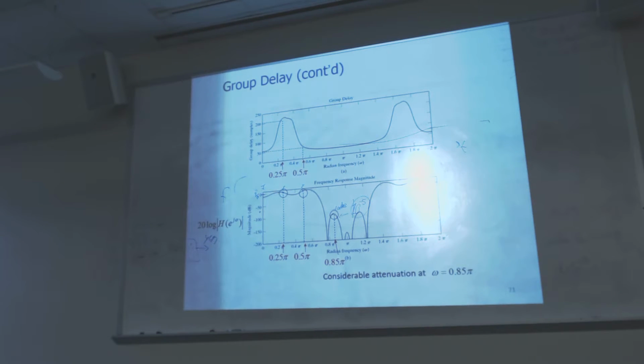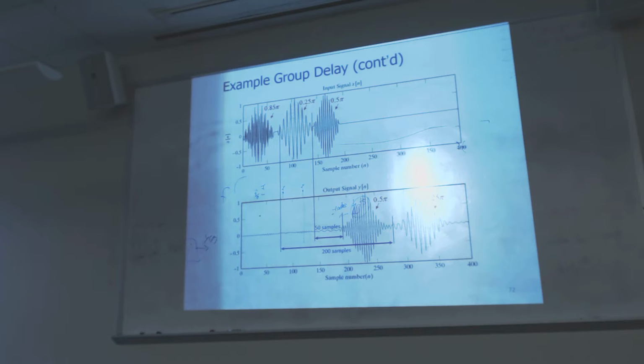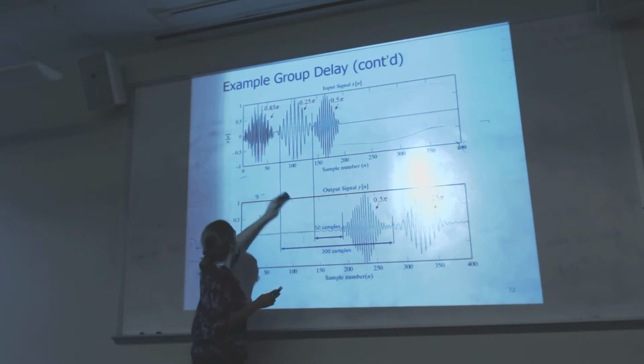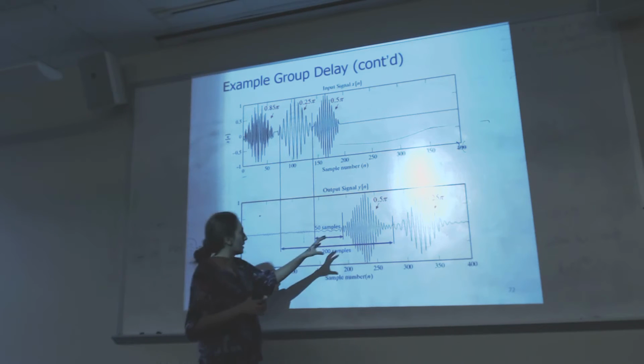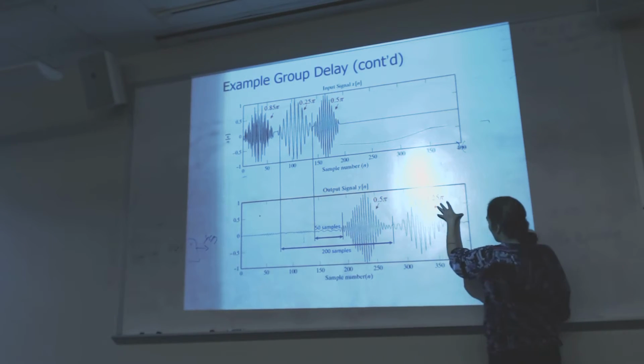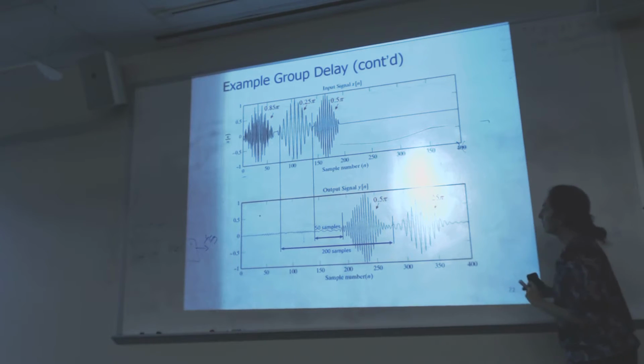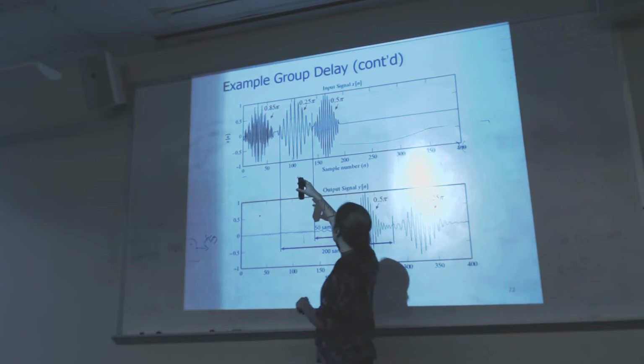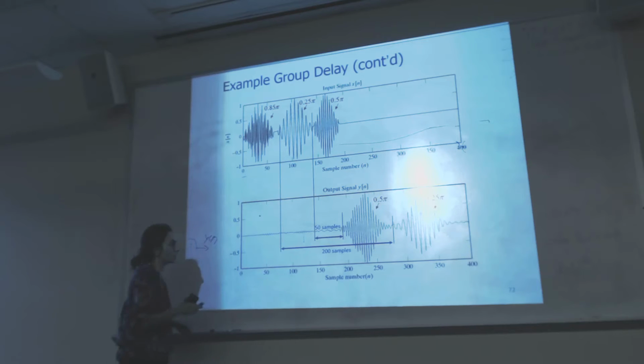If you look at the output here, this is my output. I have this 0.5 pi, I have 0.25 pi, but the other one, basically that frequency, somehow disappeared, because my system couldn't get it through. The gain for that was 10 to the power minus 5. So see, different frequencies are treated differently.